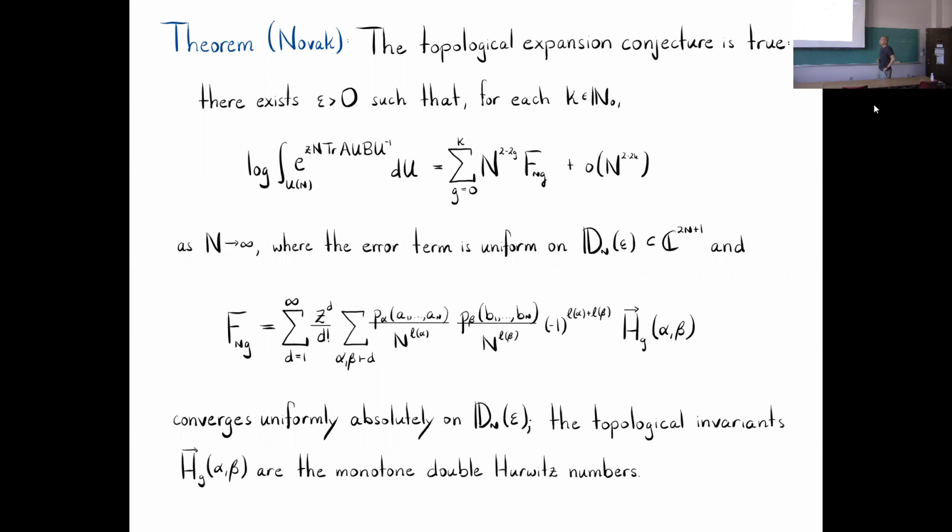Right. So leading order is G equals 0. And so that is the generating function for all monotone double Hurwitz numbers of genus 0. Okay, this is the same question I asked.